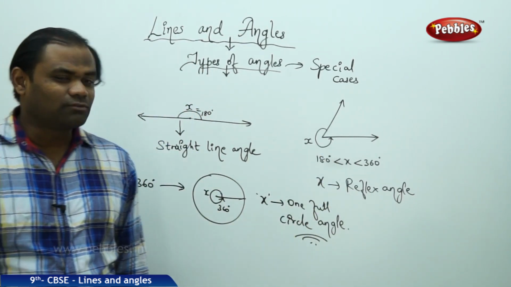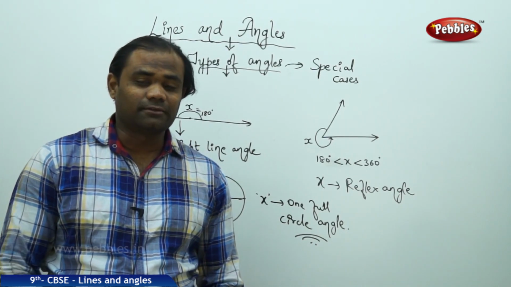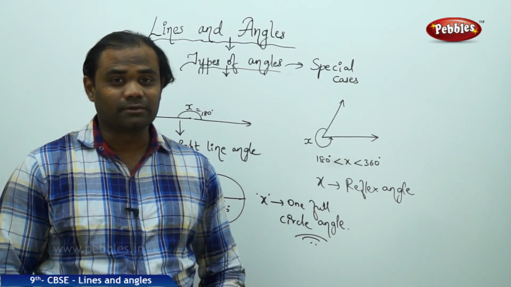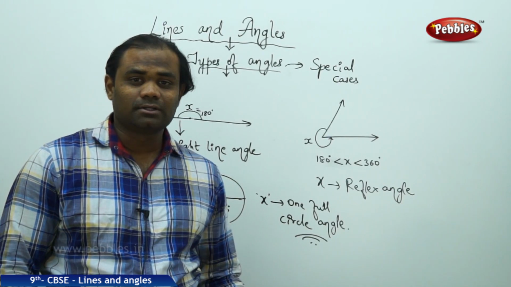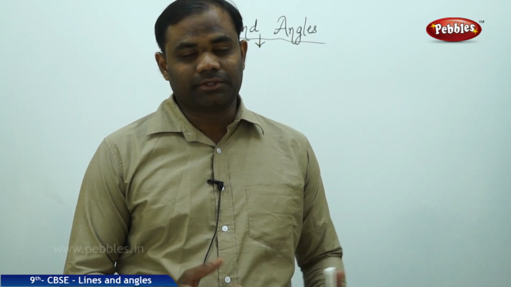X is called one full circle angle. This is how we derive the different types of angles connected with lines and angles. Types of angles in special cases. Complementary angles is what we are going to discuss in this session.